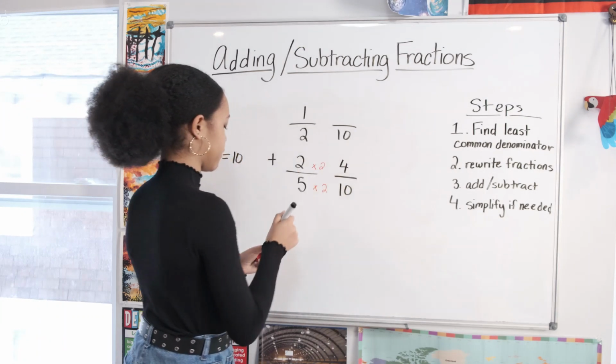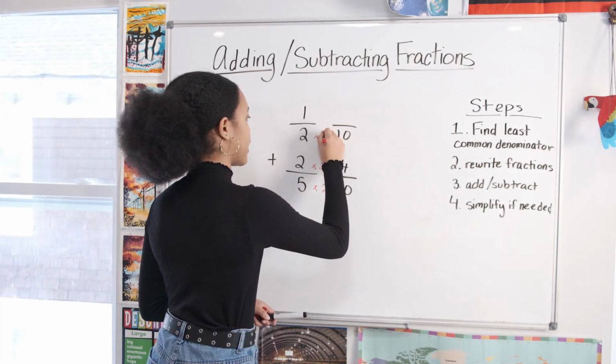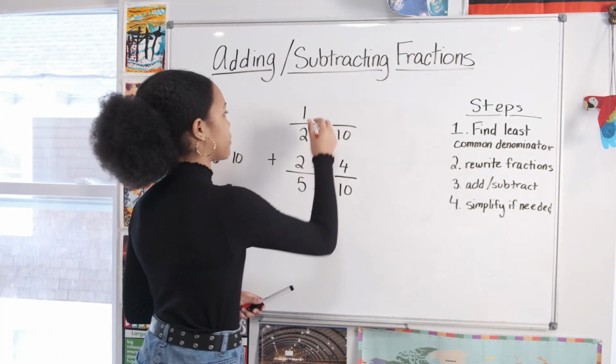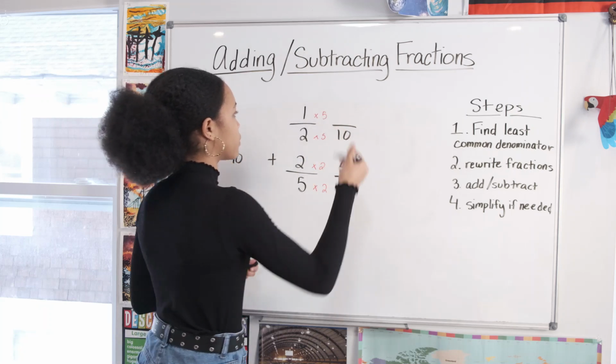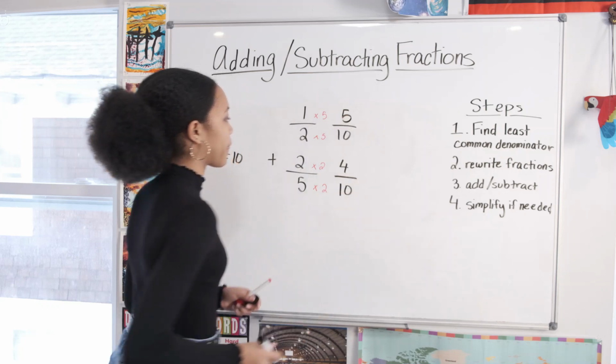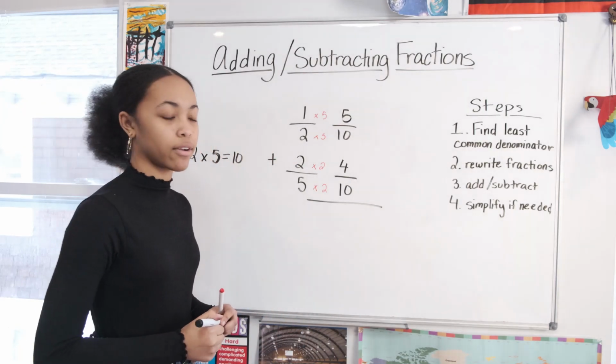And now we do the same for the top. 2 times 5 equals 10. And now we do the same thing with the 1. 1 times 5 equals 5. Now we can add because they have the same denominator.